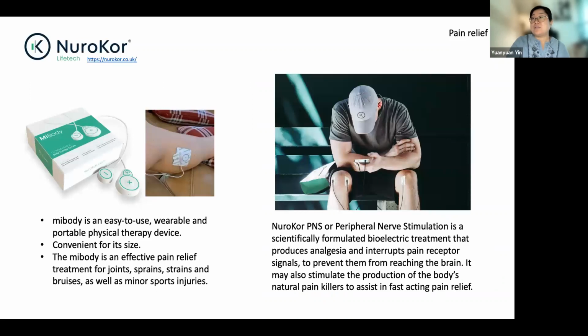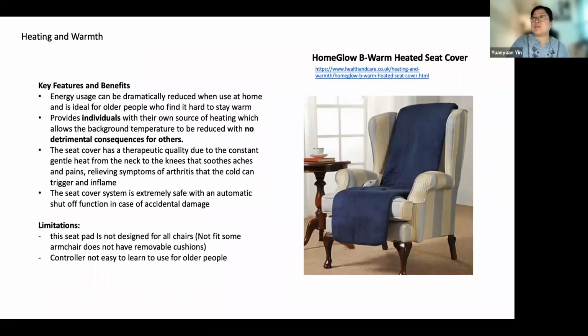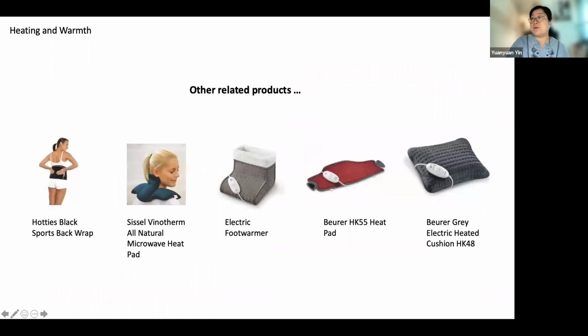And this one has a patch which you put on your skin, and this is also for the pain relief function. And this is a heating blanket you put on your sofa to help people warm up. The heating system has been designed in different formats, like for the feet, for the back, and for the shoulder.